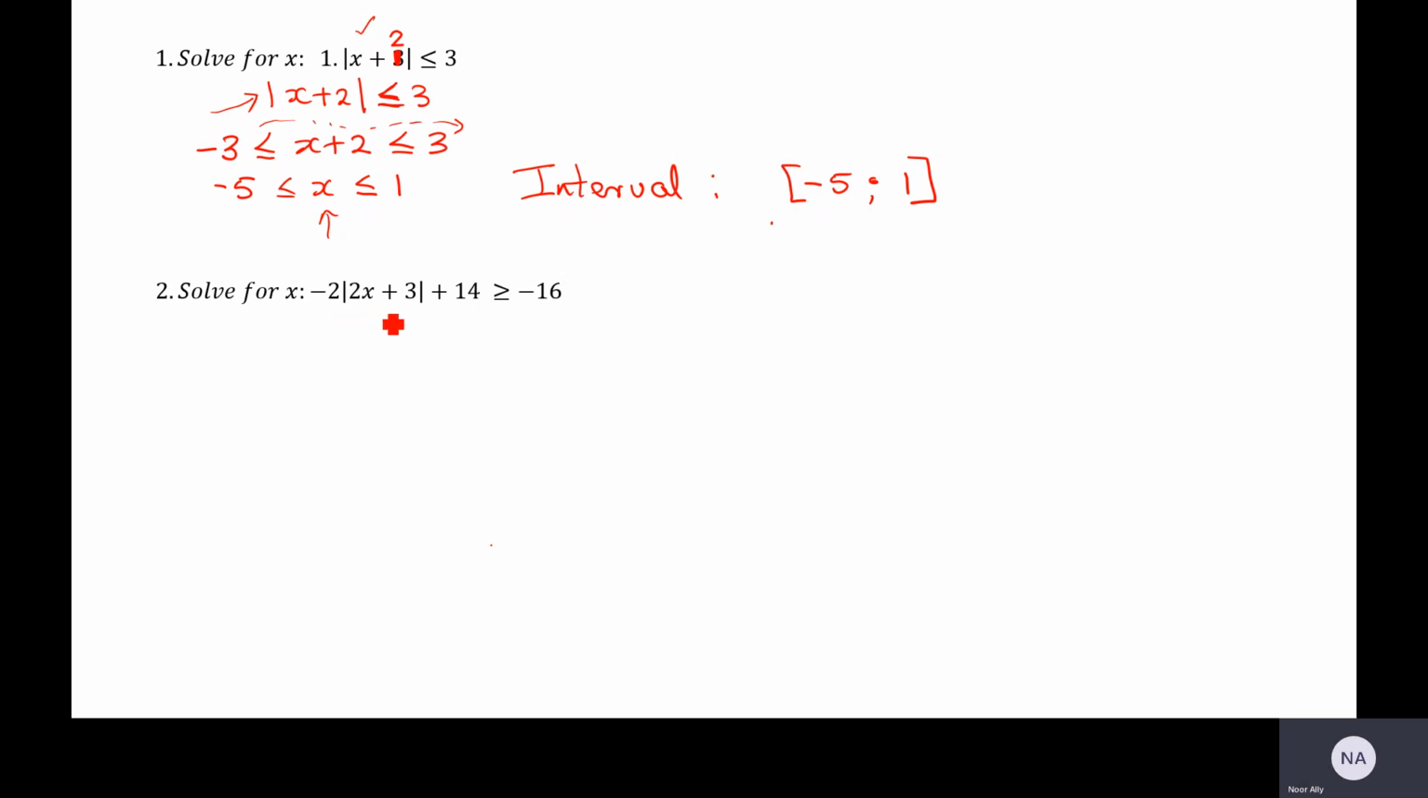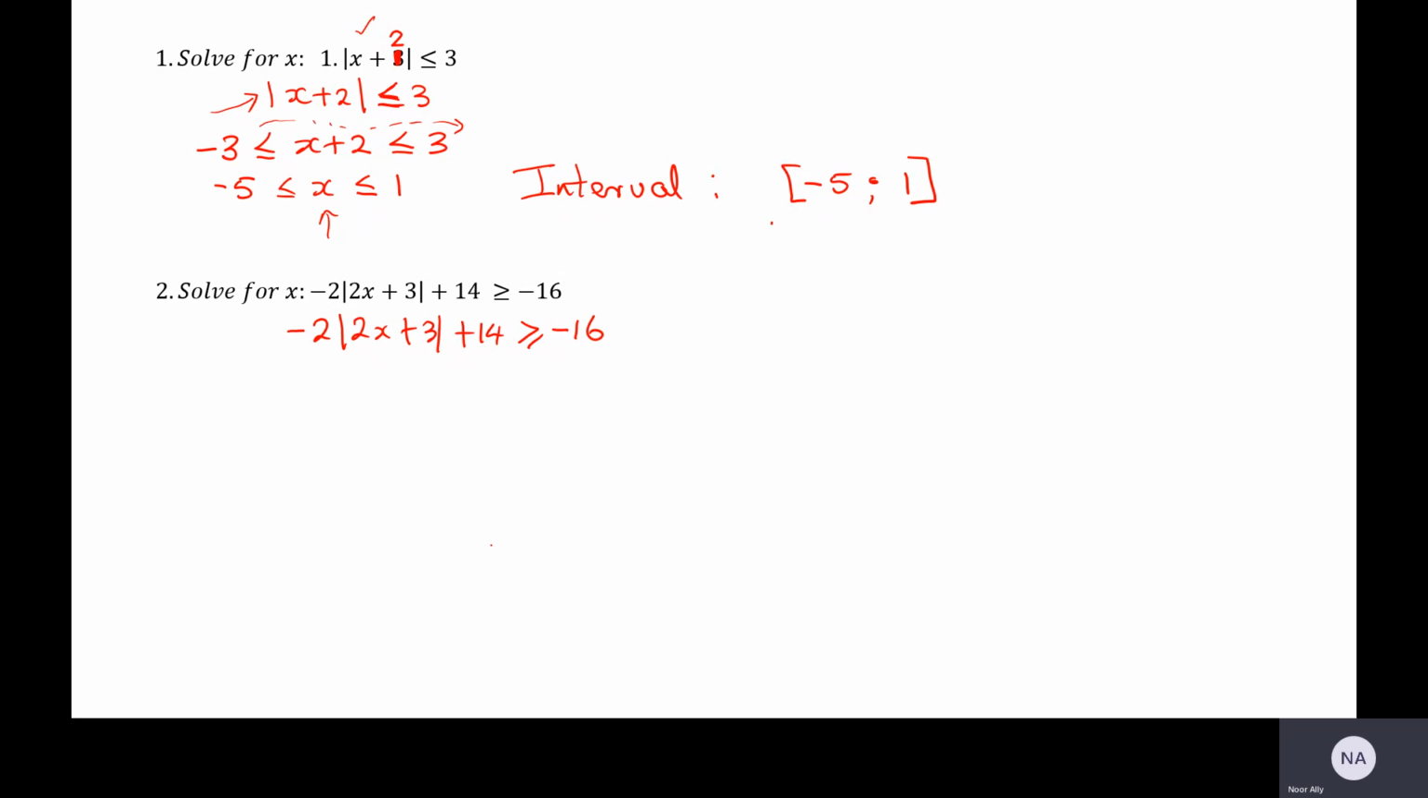Minus 2 times the absolute value of 2x plus 3 plus 14 greater than or equal to minus 16. Now, remember what I said. The first thing to do is not to look at your signs, rather to check whether the absolute value is isolated on the one side. Now we notice over here it isn't. So before I can actually apply the different cases, I'm going to have to manipulate it, use my techniques of solving of transposition to isolate the absolute value.